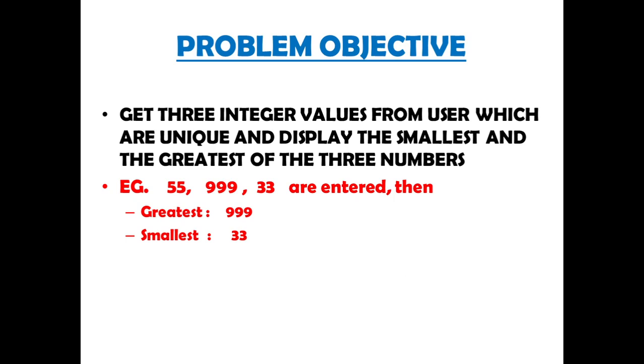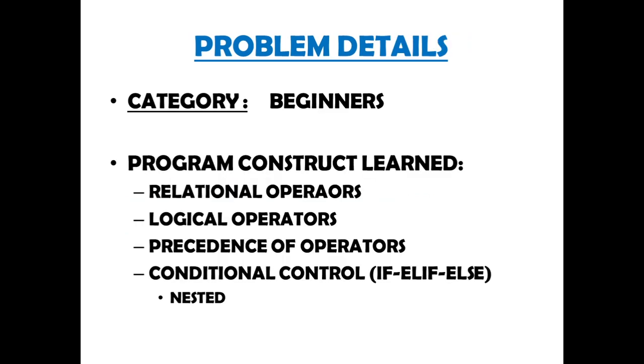So this is the objective. Three numbers are entered and we have to find the smallest and the largest number. It's a beginner level program, and what you can take away from this simple program is that you can get to know about relational operators, logical operators also, and precedence of operators between relational and logical, and the conditional control statements, if, elif, and we are going to use nested also. Let us code.